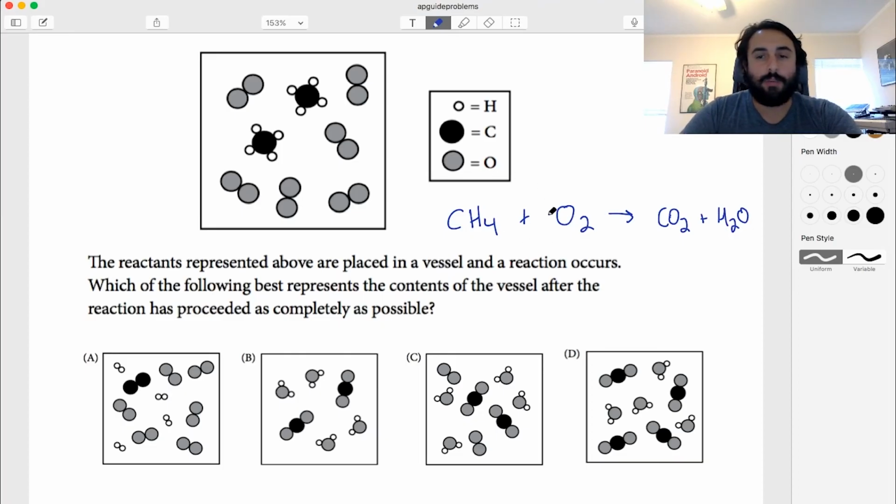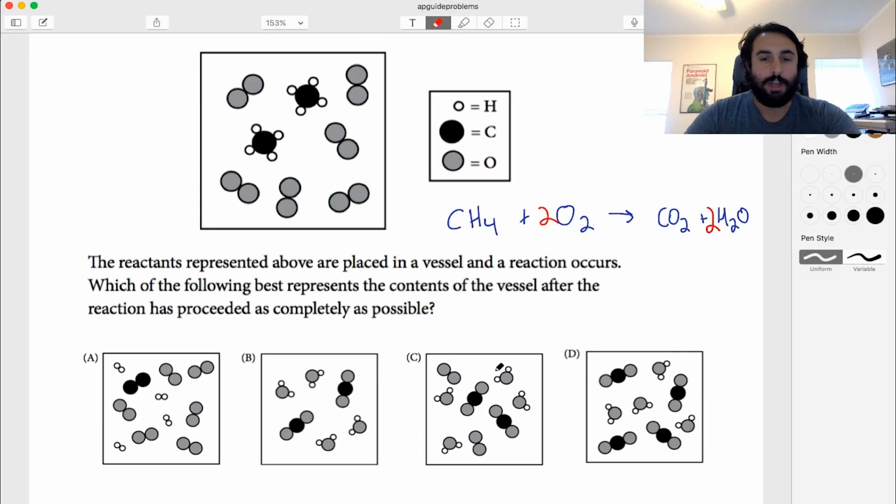So now we do want to balance this. So let's take a look. We've got 1 carbon over here, 1 carbon over here. That looks good. We've got 4 hydrogens and only 2 hydrogens, so let's put a 2 right there. And then we've got 1, 2, and then 2 more. Right? We've got 1 oxygen per water, so this is 4 oxygens total here. So we can just put a 2 right there. And so this is the balanced equation for the reaction that is going to happen in this vessel. And so certainly we want to see CO2 and H2O in the vessel after the reaction is done.